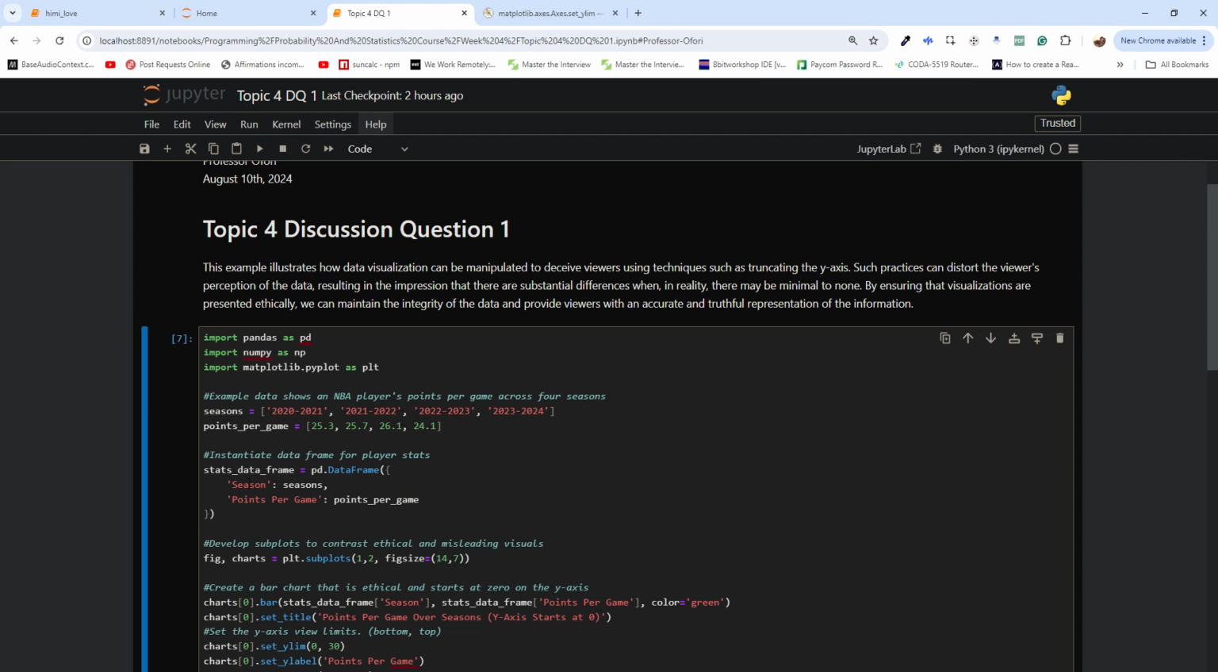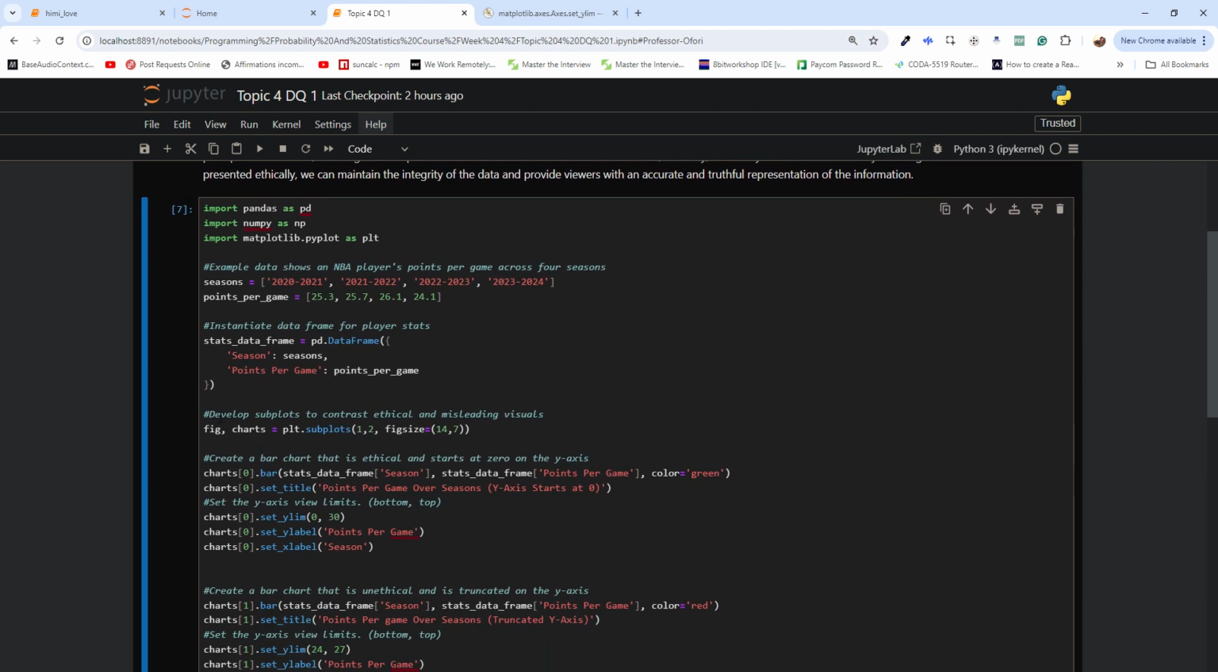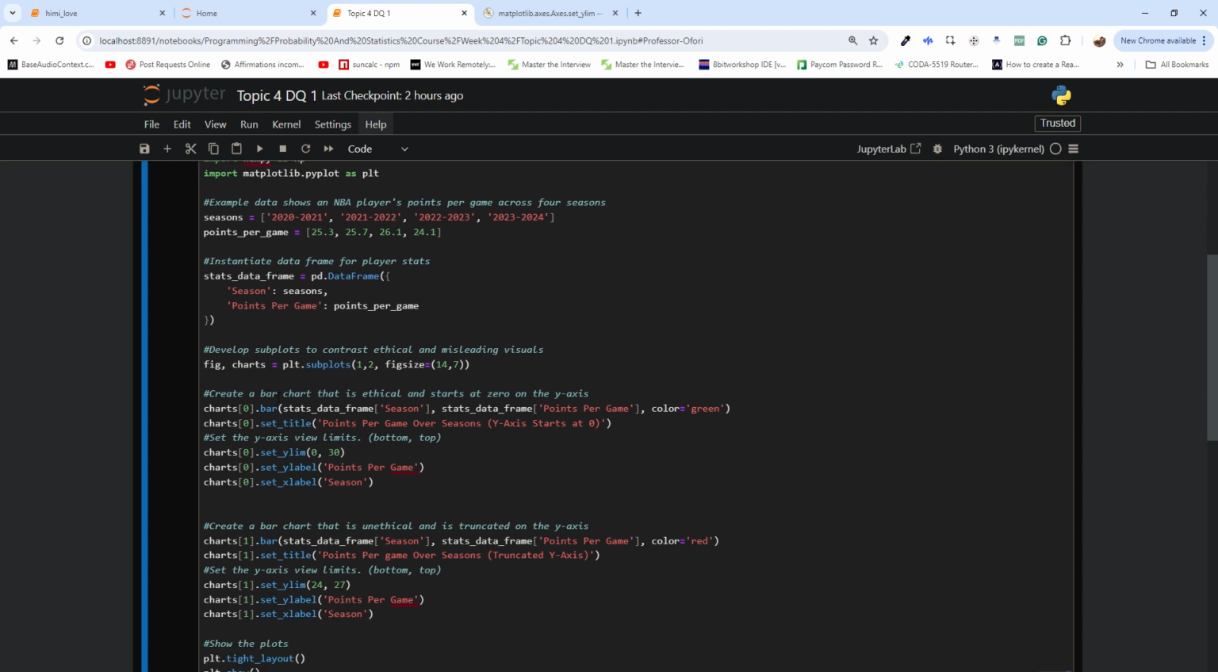We're going to instantiate the data frame for the player stats based on these two arrays. We're going to develop a subplot to contrast ethical and unethical visuals. So for the first chart, or the first bar chart, it's going to represent an ethical data representation that starts at 0 on the y-axis, and we're going to do that by setting the y-axis view limits from 0 to 30.